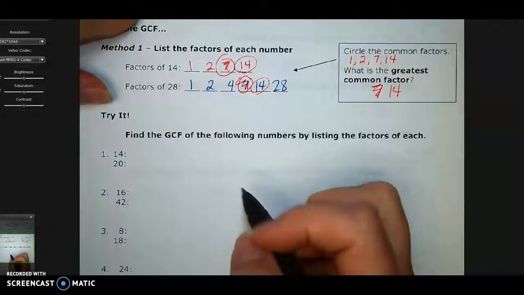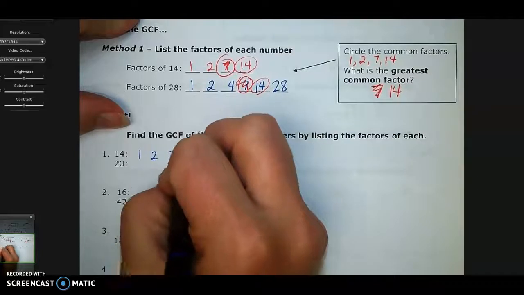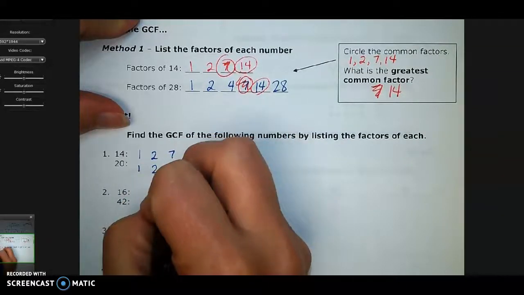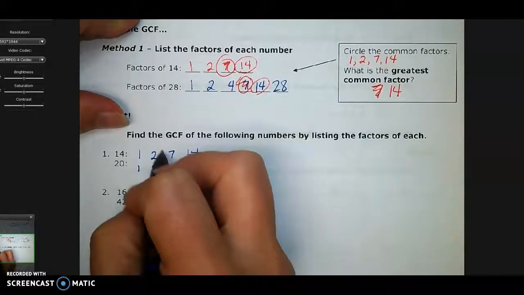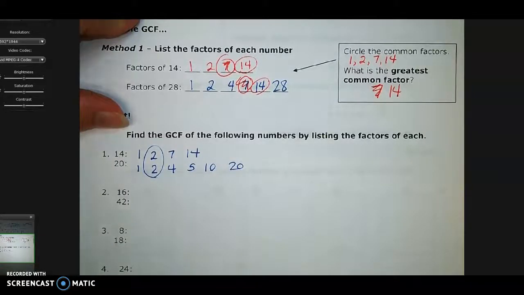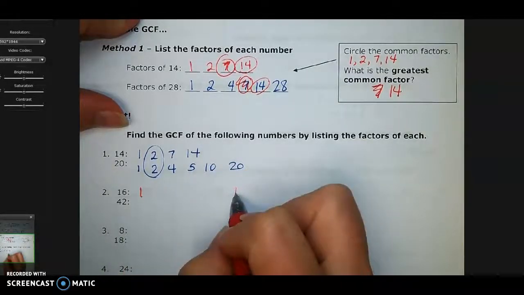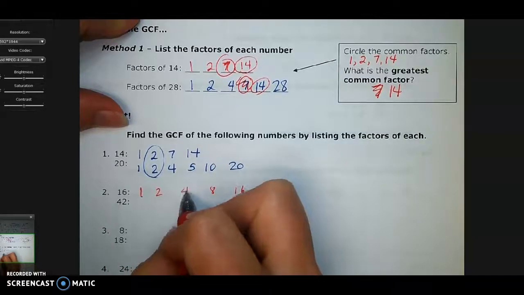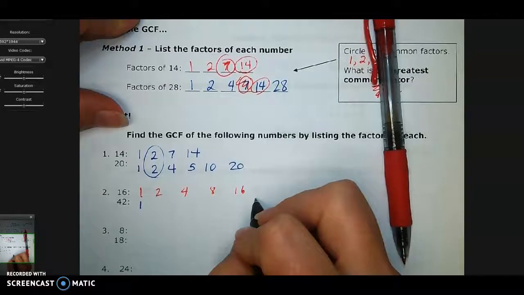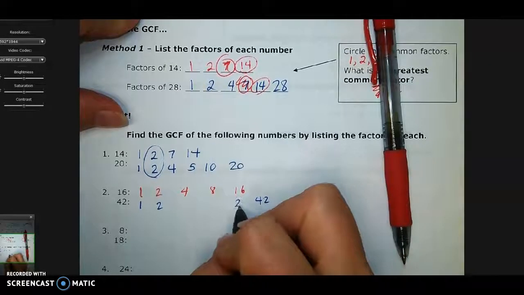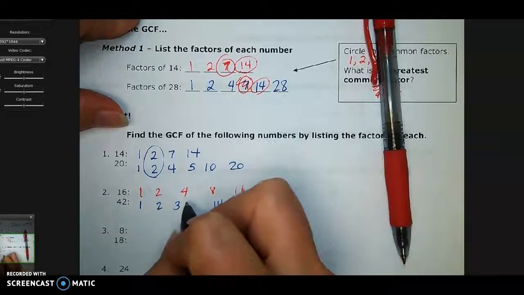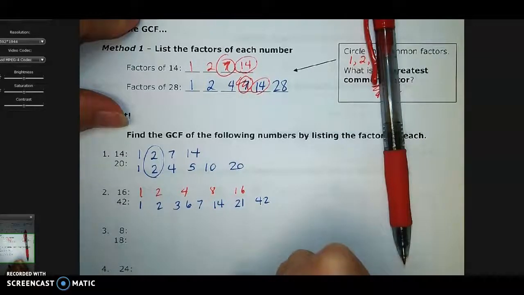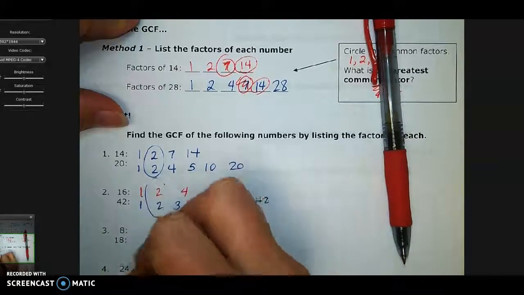So if you look down at these, you can do that same thing. You can make the list of factors. 1, 2, 7, and 14, and 1, 2, 4, 5, 10, and 20 here. The biggest one they're going to have in common is 2. This next one, 16, I've got 1 and 16, and 2 and 8, and 4. And I've got 1 and 42, and 2 and 21, and 3 and 14, and 6 and 7. Do all that work and realize that the greatest one again is 2.